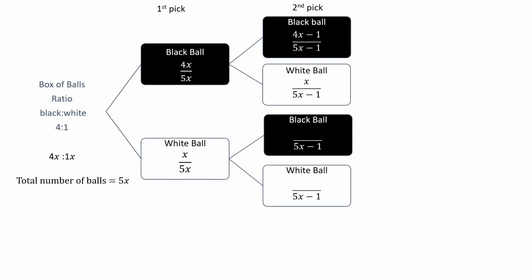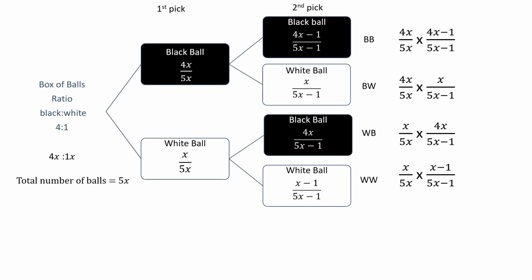Now, going back to the beginning, if we picked a white ball the first time, the number of black balls has not changed on the second pick, so there will still be 4x black balls, making the probability 4x/5x minus 1. If we picked a white ball the first time, we now have 1 less white ball to pick from, making the probability here x minus 1/5x minus 1. The combinations of balls being picked are black, black; black then white; white then black; or white then white. These are the calculations that need to be made if these probabilities were required.